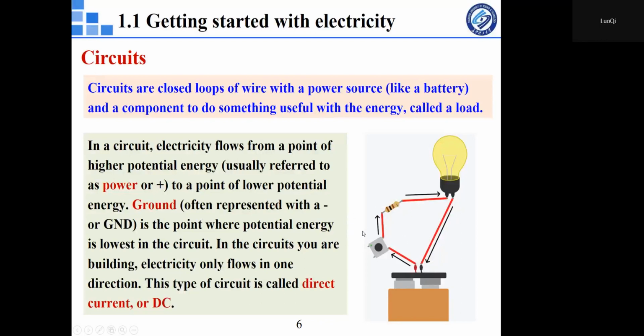In the circuit you are building, electricity only flows in one direction. You can see one direction. This type of circuit is called direct current, or DC.